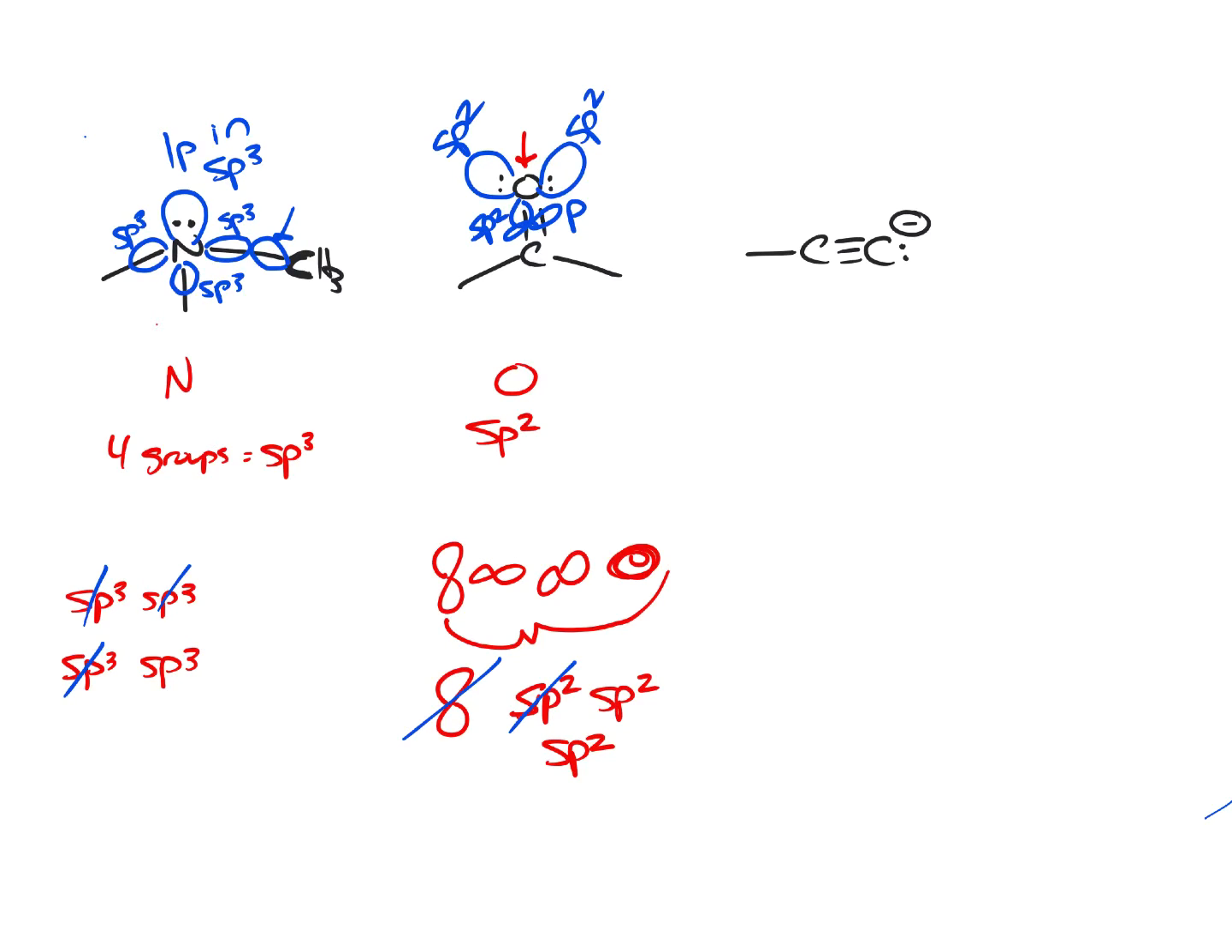Okay, then finally, in the third example, we're looking at this carbon. There's a triple bond and a lone pair, 2 groups, sp hybridized. You want to know the 4 orbitals you have to work with sp. You have 2 p orbitals held back and 2 sp orbitals.